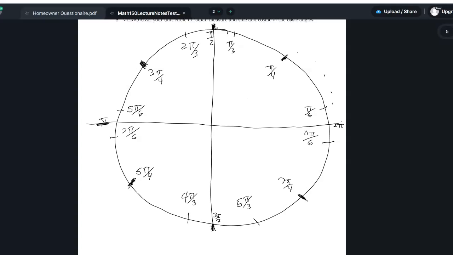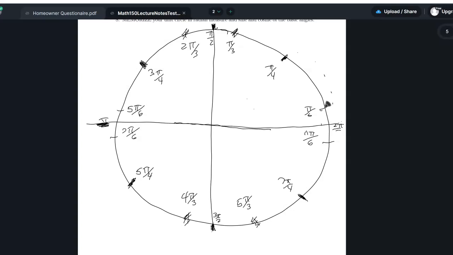Okay, so now let's look at the pi over 3s. The pi over 3 breaks it up into thirds, so it doesn't look like it, but this would be 1 pi over 3, 2 pi over 3, and this is 3 pi over 3. So it breaks up this whole top half into thirds. Then there's 4 pi over 3, 5 pi over 3, and 6 pi over 3, which gets us back to 2 pi.